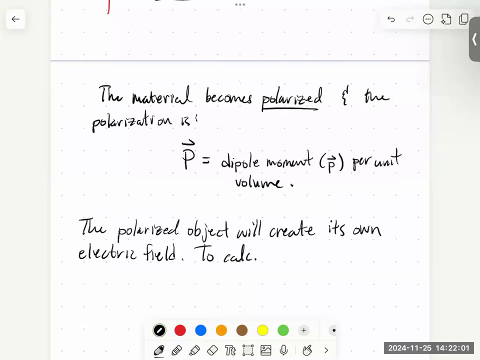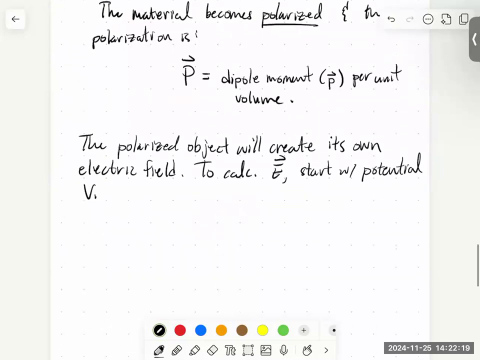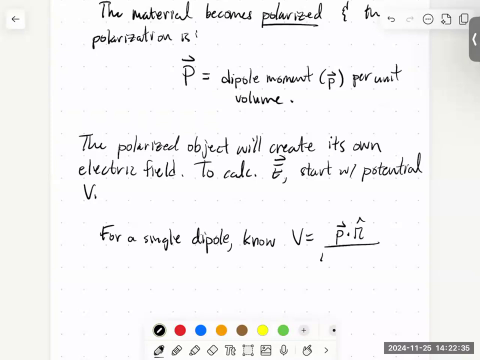To calculate E, we're going to start with the potential V. That's why we went through the trouble of writing down the potential of a single electric dipole. Okay, so for a single dipole, we know that V is P dot R hat over 4 pi epsilon naught R squared.